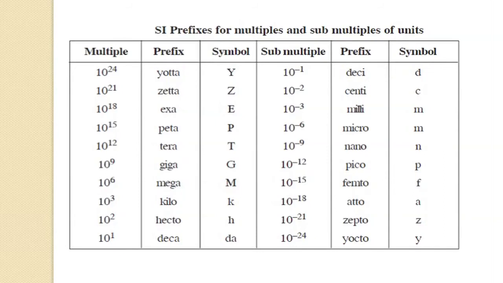And going back to very small quantities, milli stands for 10 to the power minus 3. Micro stands for 10 to the power minus 6. Nano stands for 10 to the power minus 9. But yes, the list goes from 10 to the power 24 to 10 to the power minus 24.